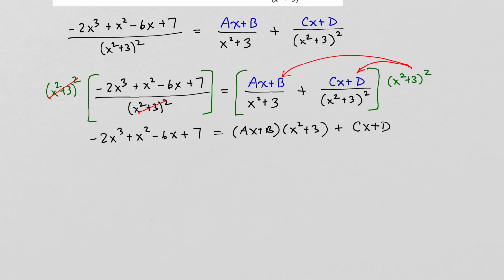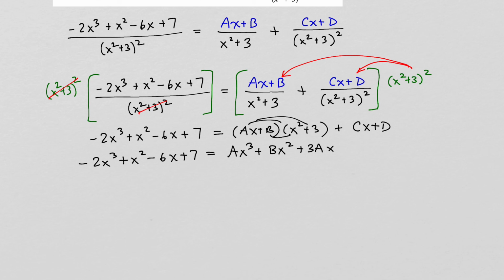Now I'm going to multiply this out, so we have the same thing on the left-hand side. And over here, when we multiply this, we get ax to the third power plus bx to the second power plus 3a times x plus 3b plus cx plus d. I'm going to collect all the like terms here. Now, we don't have a lot of like terms, but these two terms are x's. I can group those together, and these two terms are constants. So if we group those together, we get the following.